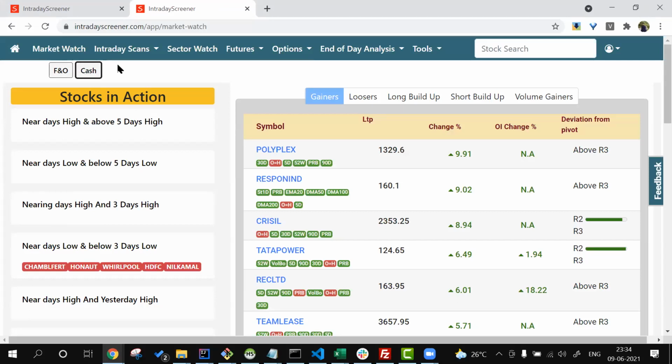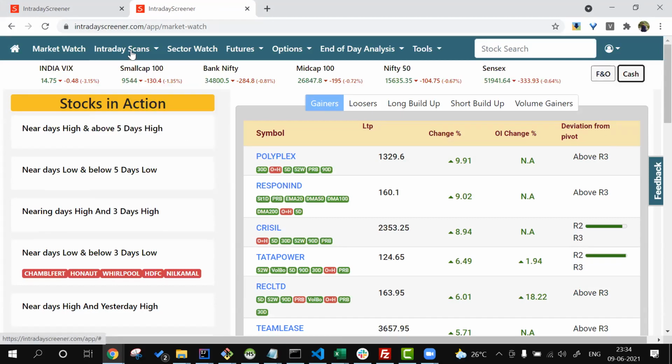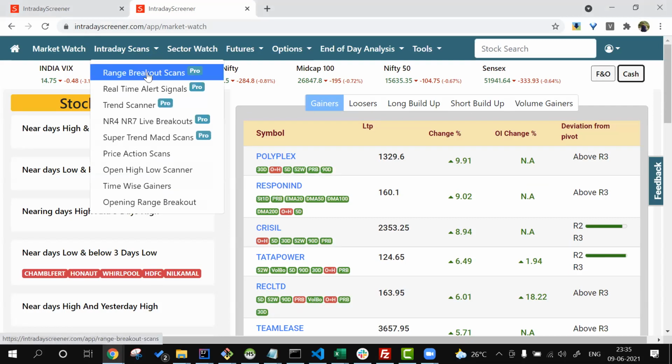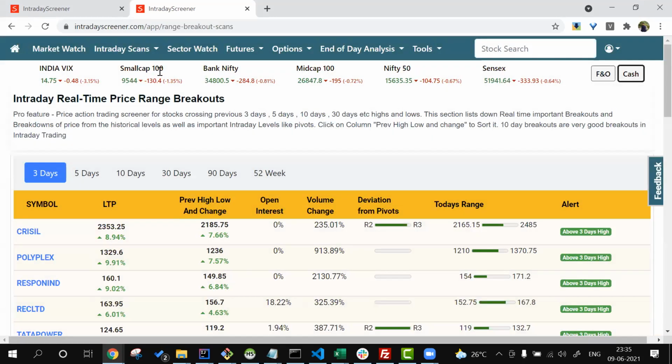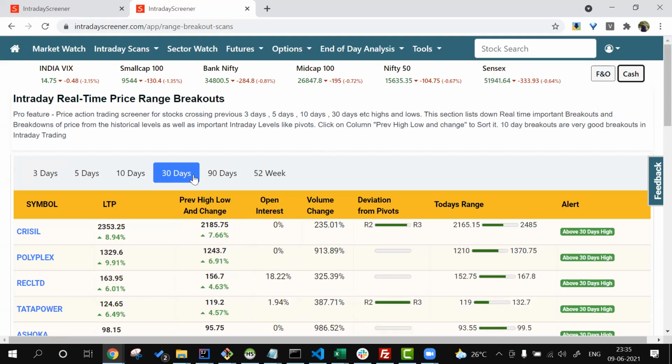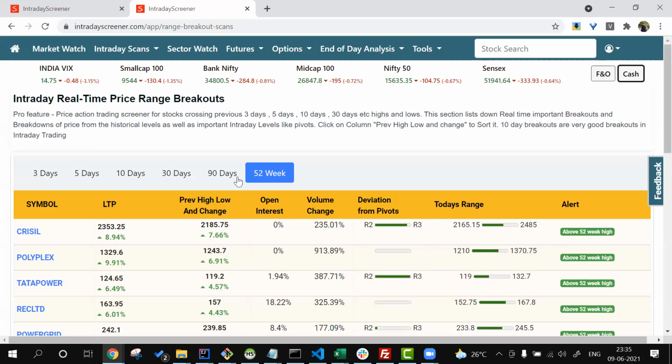Now let's go to the next important section, which is intraday scans. Intraday scans are primarily scans which are helpful in trading intraday or selecting stocks for intraday. Also, please note that this is not just for intraday. You can also use these scans for swing trading. The first one is range breakout scans. This is basically a scan which will tell you the stocks which are breaking 10-day, 30-day, 90-day or 52-week high or low.